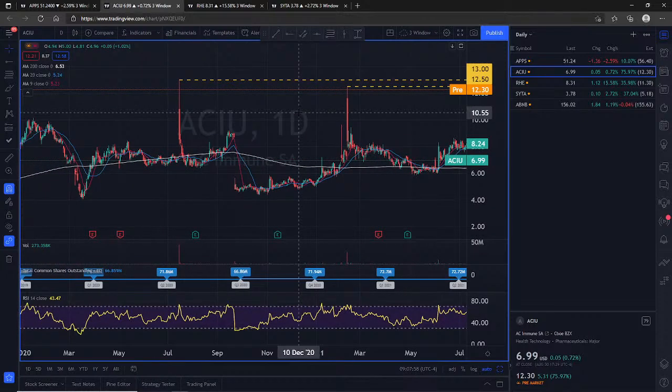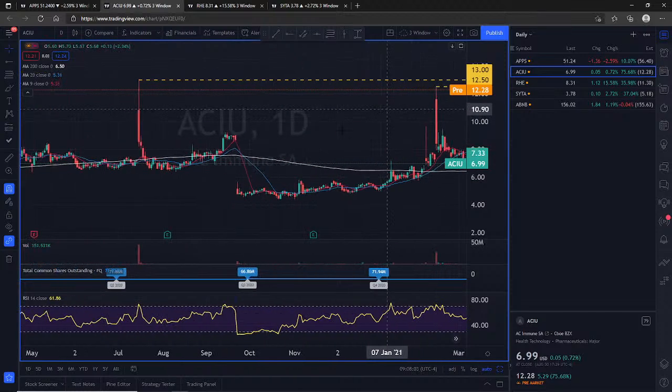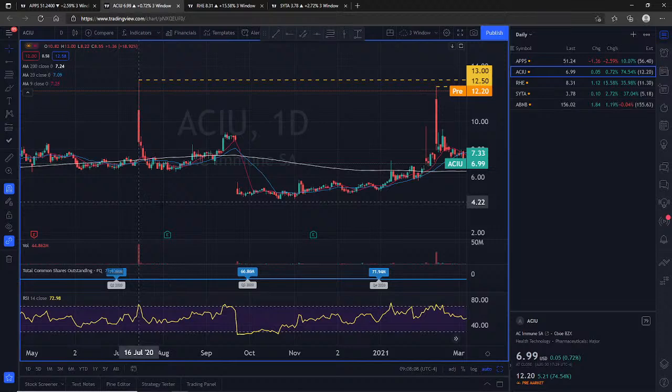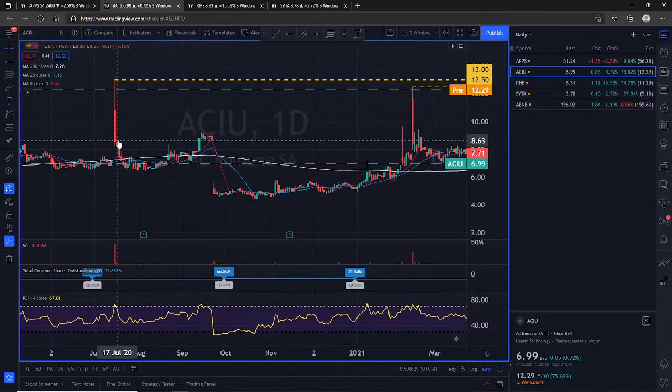So what we have here, this is the daily, and you can see back here on February 11th, and also on July 16th. July 16th of 2020 and February 11th of 2021. You can see here we had these big run-ups. When this one went as high, previous close was at about $7. Gapped up, opened at around $10.77, ran up to $13, and then just crashed back down for the rest of the day, and wound up closing at $8.63.